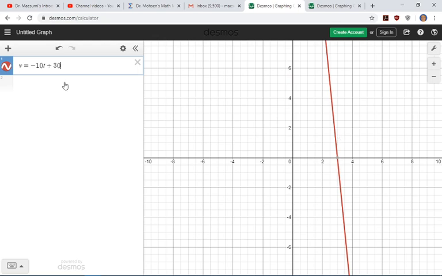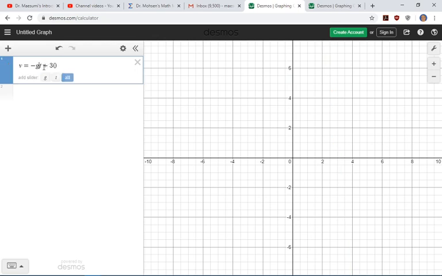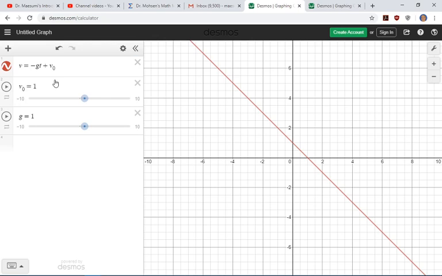But let's learn a little bit about Desmos itself. 10 was the value for g, and this one was something we called v sub 0. So in this situation, g and v sub 0 are two parameters that I want to use. In Desmos lingo, they are called sliders. So I let g and v0 be sliders. t is my main variable, the time. I don't want that to be a slider.